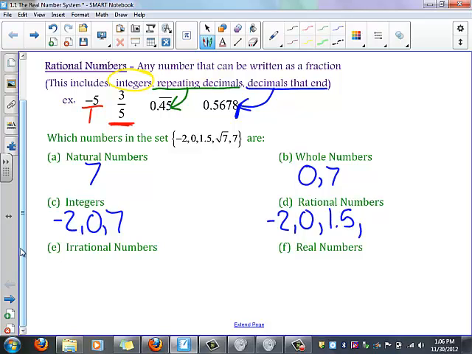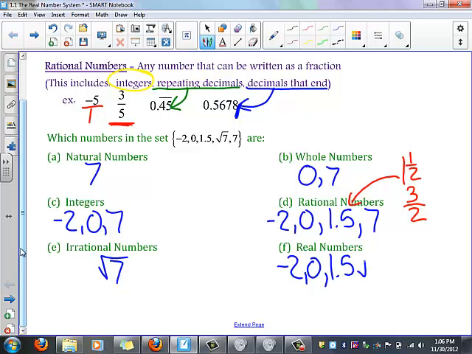Notice with 1.5 in particular, this 1.5 can be written as 3/2. So you can write that as a fraction. Irrational numbers are any numbers that are not rational. So all that's left is root 7. And then all of these are considered real numbers. Real numbers are all the rational and irrational numbers. Once again, the definition of all of these is in your textbook, and so you do need to be reading that as well.